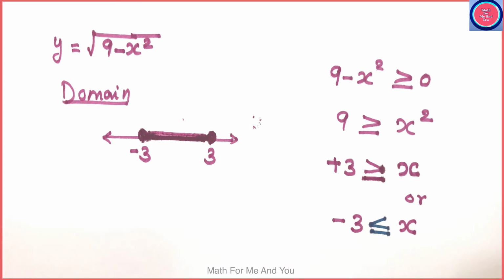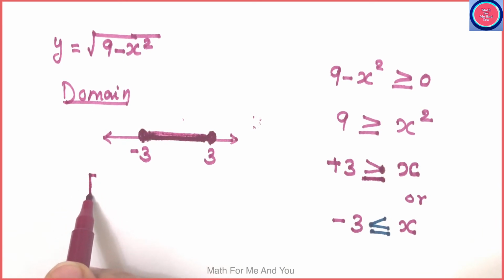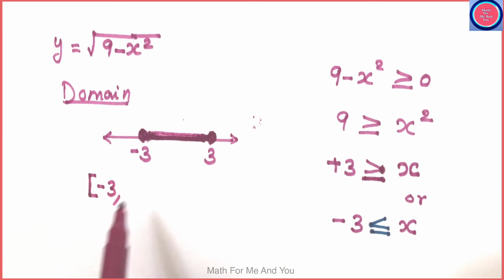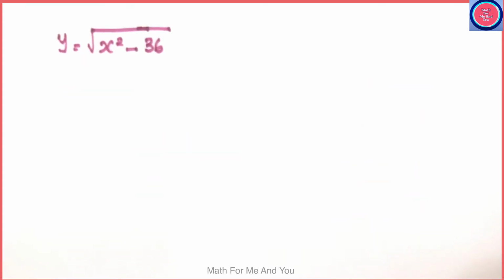Now look at the number line. X takes values from where to where? X takes from minus 3 to 3. Both minus 3 and 3 closed. So we have to use the closed bracket, that means the square bracket. The domain of this function is the closed interval minus 3 to 3.